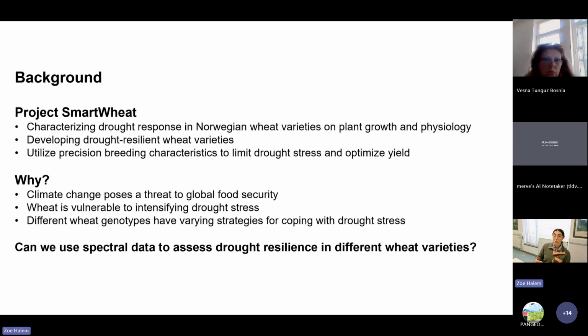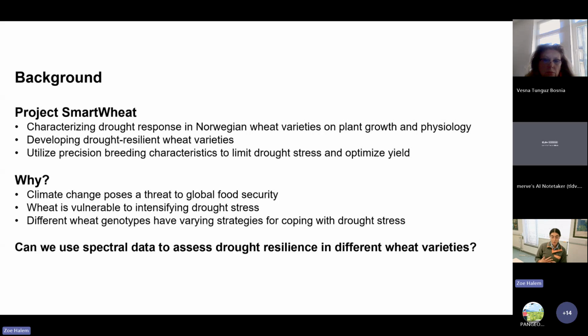A bit of background as to why. We know that climate change is increasing the frequency and severity of drought events, and that poses a major threat to global food security. Wheat is one of the world's most important cereal crops, and its productivity is becoming more and more vulnerable because of intensifying drought stress. We also know that drought affects different wheat cultivars in different ways.